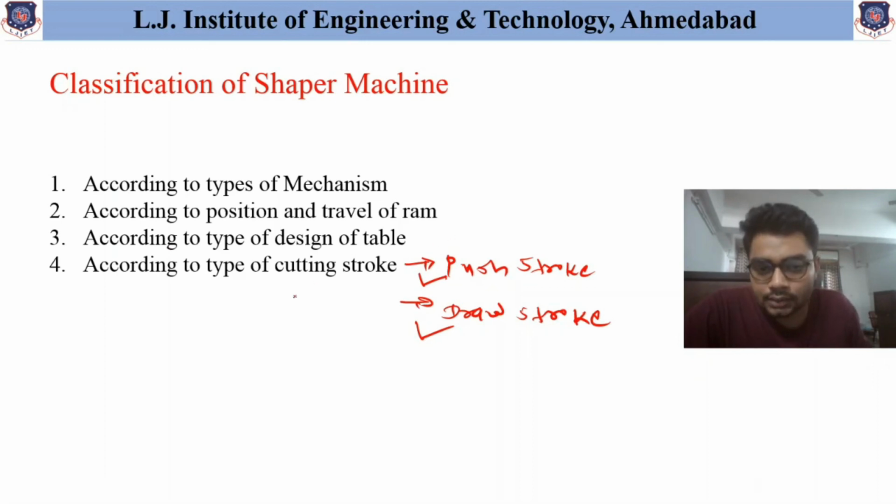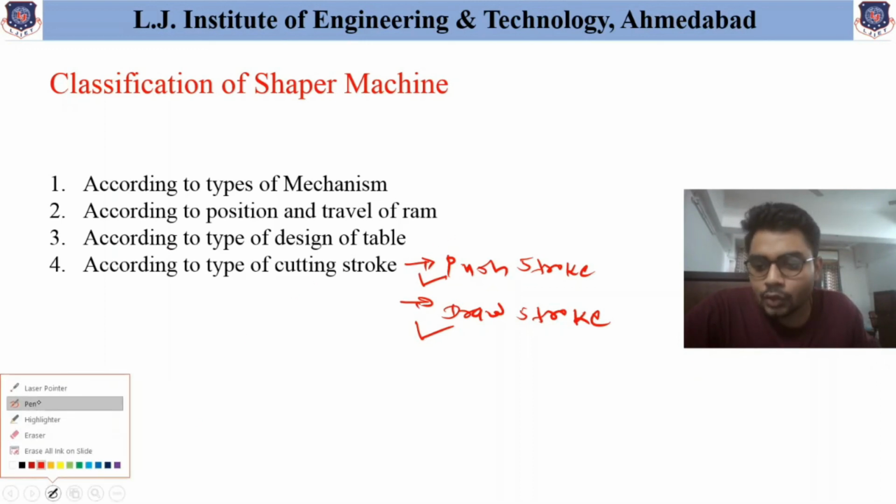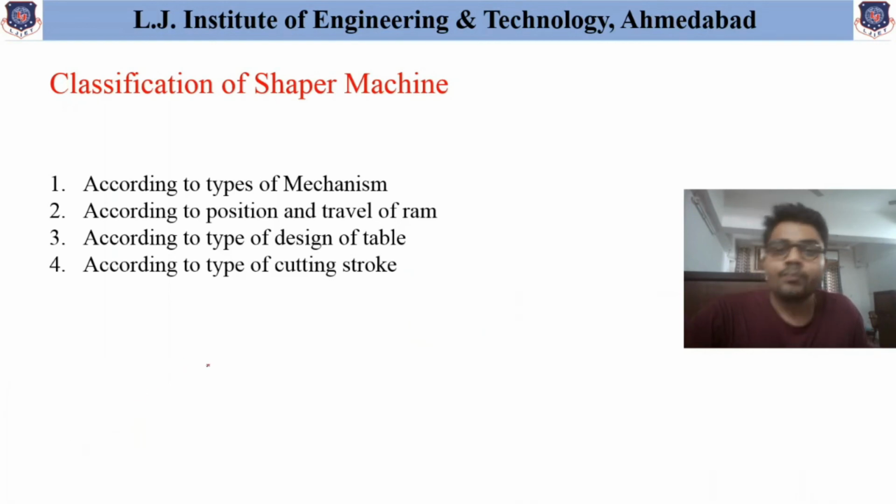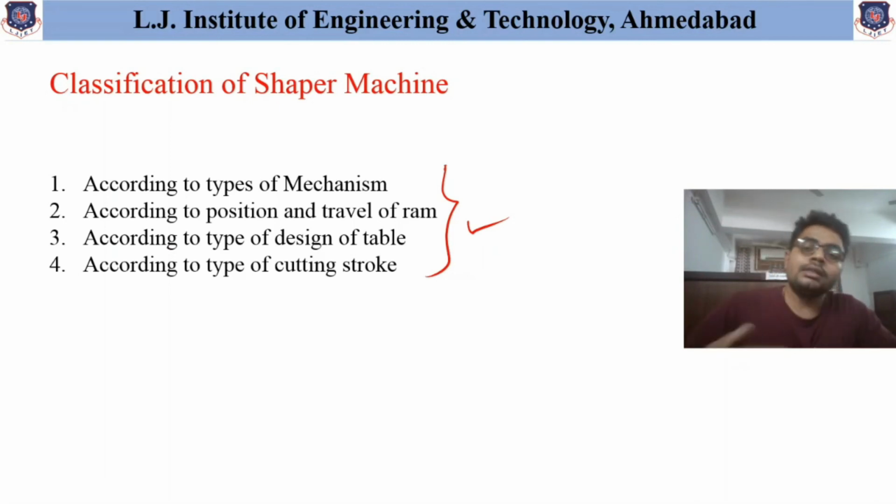So in this lecture we have discussed the basic main parts available in the shaper machine and where these different parts are located in an actual shaper machine. And after that we have discussed the different classifications of the shaper machine. So in our further lectures onwards, we will discuss this shaper machine in detail. So I hope it is clear to you how these different parts are available in the shaper machine and how this shaper machine can be classified.